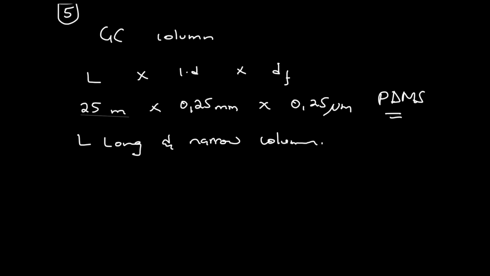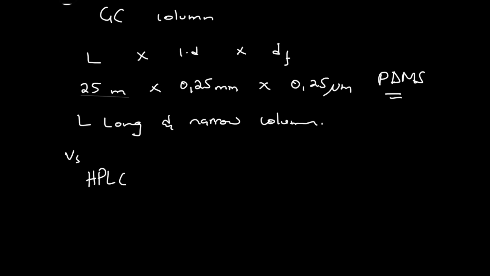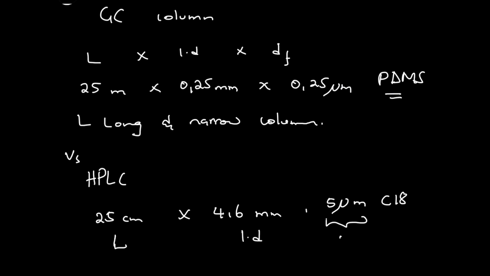Okay, so versus now HPLC. For HPLC, you might be given a situation of 25 centimeters by, say, 4.6 millimeters. And then you might be told that this is, let's say, 5 micrometers. Perhaps you're told C18 here. So in this case, this is the length, right? This is the internal diameter, and this here is the particle size.